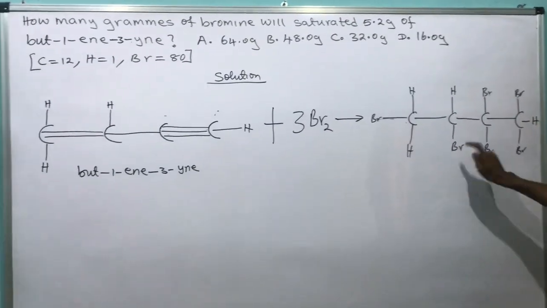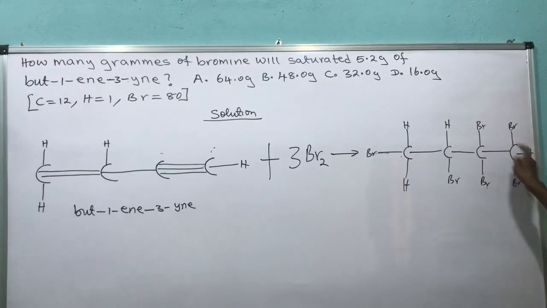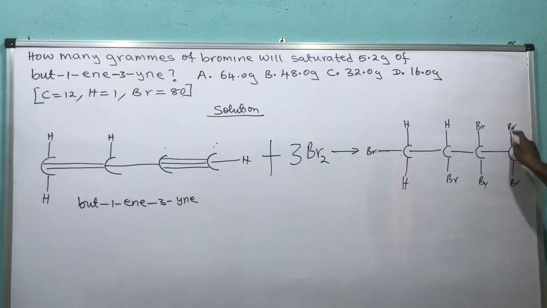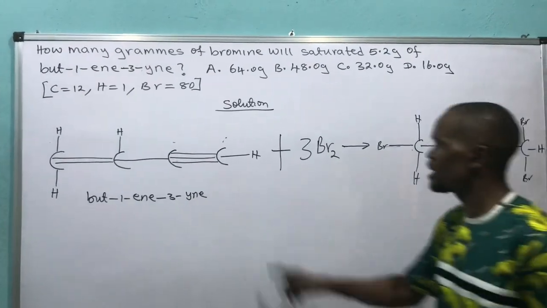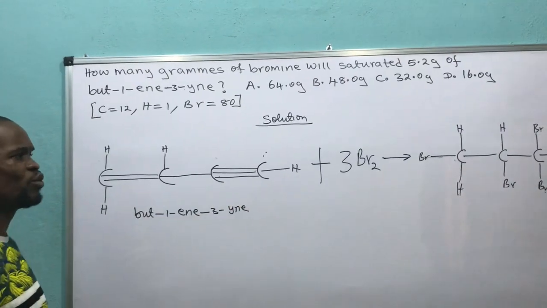1, 2, 3, 4, 5, 6. And how many hydrogen? 1, 2, 3, 4. That's the 4 hydrogen. Then how many bromine now? 1, 2, 3, 4, 5, 6. Now look at it. How many hydrogen? 1, 2, 3, 4. So you now see this is what we needed.